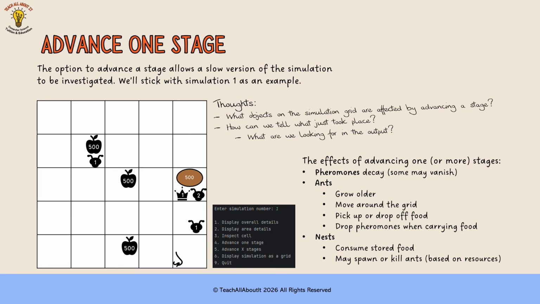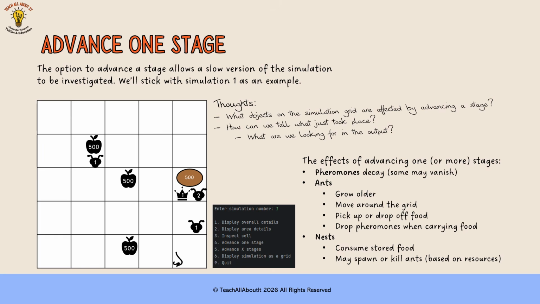We also want to know how we can tell what just took place, and what we're looking for in terms of our outputs. And you're only really going to be able to do this by running the simulations. So in this case, the effects of advancing one or more stages in the live skeleton code is that pheromones will decay, and pheromones are first of all a class but also an object.